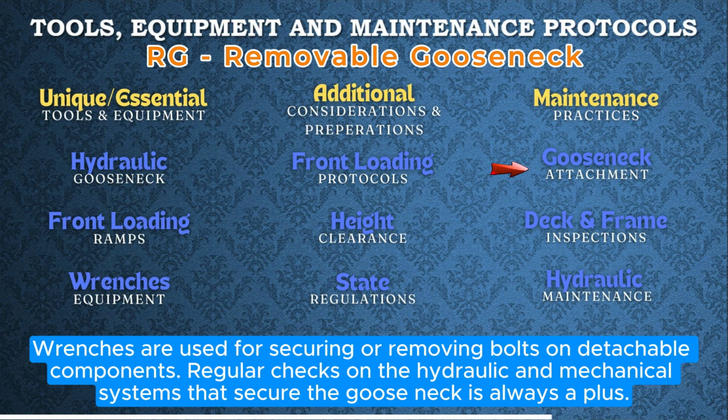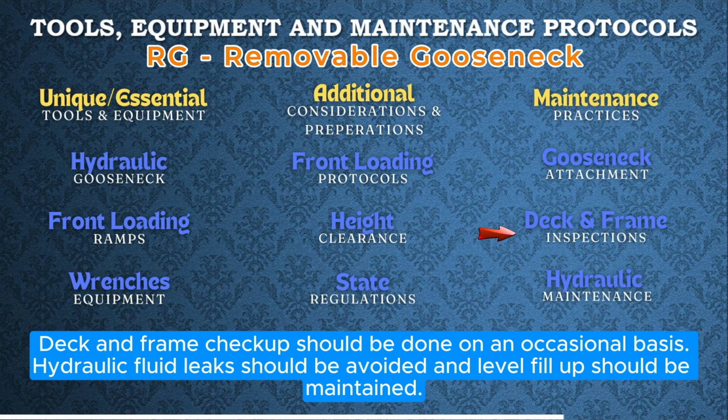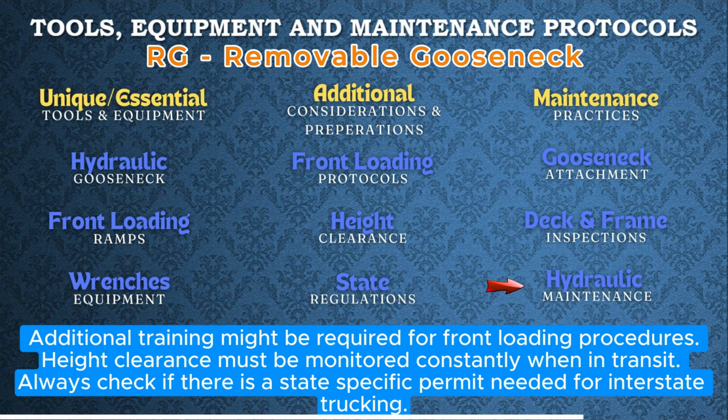Regular checks on the hydraulic and mechanical systems that secure the gooseneck are always a plus. Deck and frame checkups should be done on an occasional basis. Hydraulic fluid leaks should be avoided and fluid levels should be maintained. Additional training might be required for front loading procedures. Height clearance must be monitored constantly when in transit. Always check if there is a state-specific permit needed for interstate trucking.